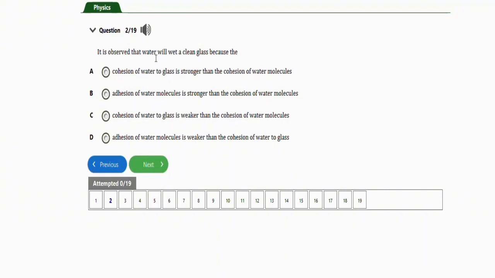It is observed that water will wet a clean glass because the cohesion of water to glass is stronger than the cohesion of water molecules. Adhesion of water molecules is stronger than the cohesion of water molecules. Cohesion of water to glass is weaker than the cohesion of water molecules. Adhesion of water molecules is weaker than the cohesion of water to glass. So guys, the correct option to this question will be adhesion of water molecules is stronger than the cohesion of water molecules. That's the correct option, option B.